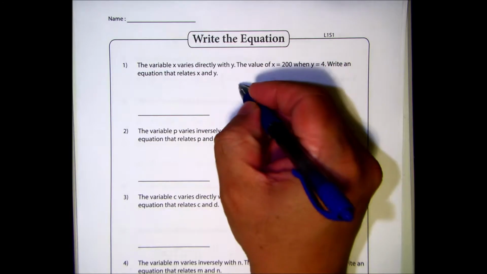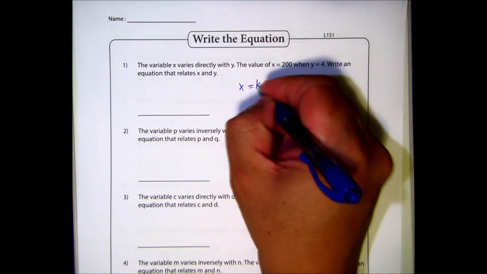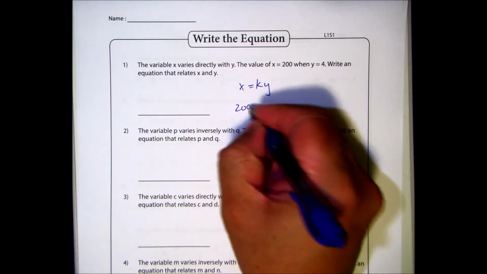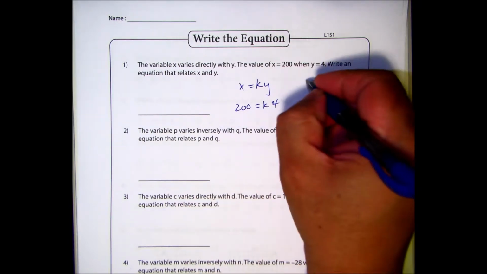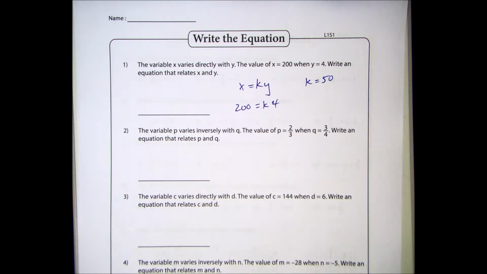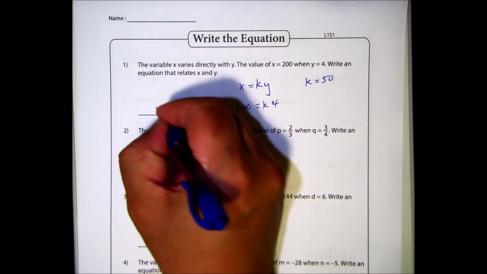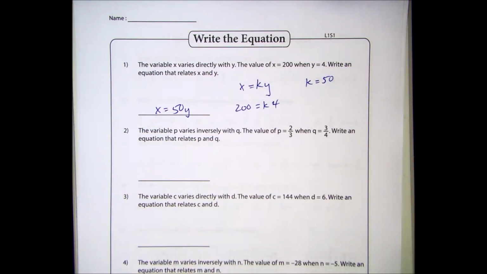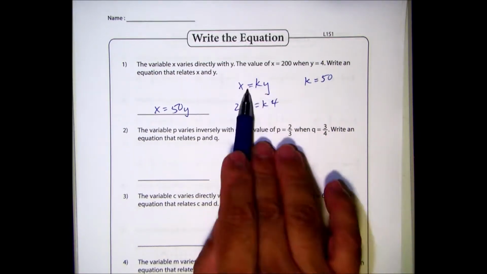So this is what this looks like. X varies directly with y, so it's x equals ky. X is 200. K is unknown. Y is 4. Divide by 4 and we get k equals 50. Now, since k is 50, when we write the equation, we write x equals 50y. And that's what that's looking for. So what we've done is replace the k with the value we found here.